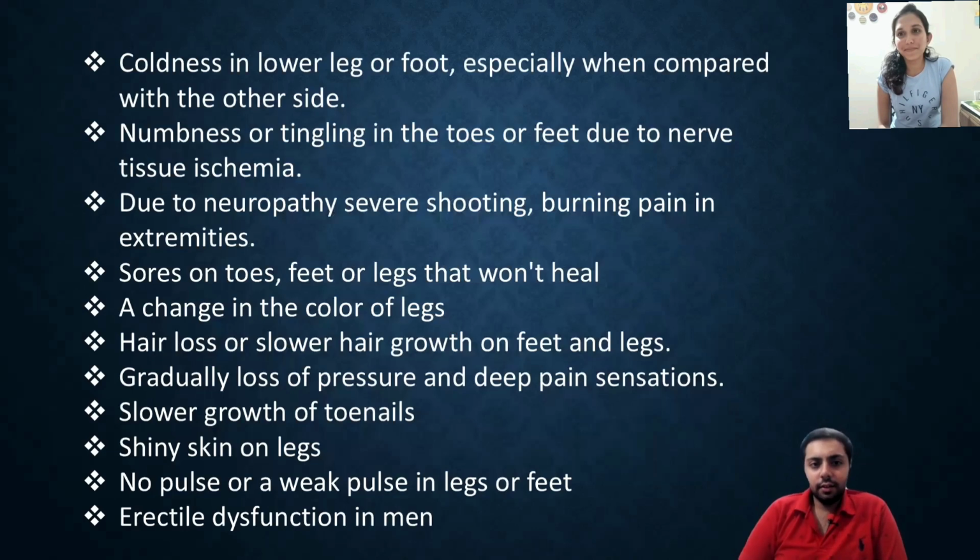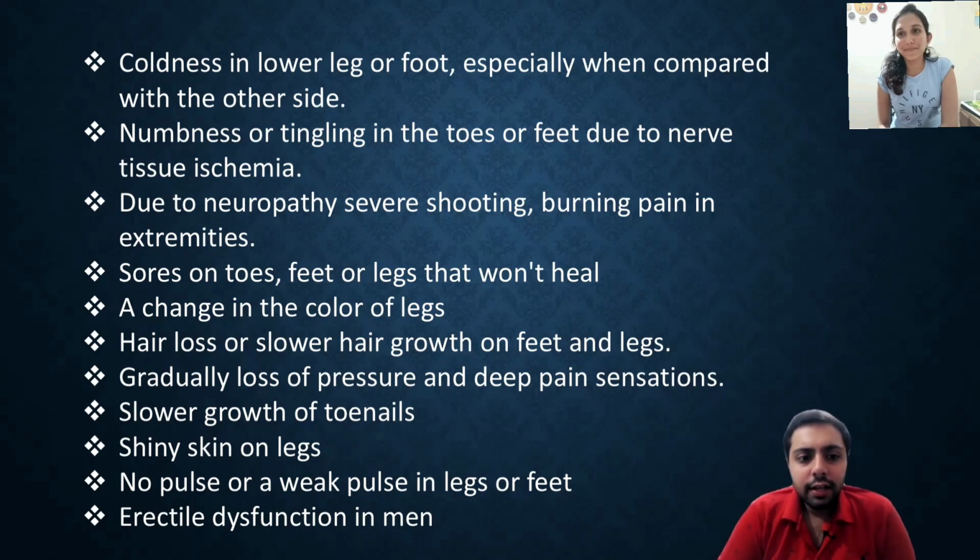These are other physical findings you can see in a patient. We have the coldness in the lower leg or foot, especially when compared to the other side. Numbness or tingling will be there, again due to nerve ischemia. Neuropathy is present, there will be shooting, burning pain, sores on the toes, feet or leg that won't heal, change in color, hair loss, slower hair growth, and loss of pressure and deep pain sensation. Again, slower growth of toenails, shiny skin, all because there's less supply to the area. Then no or very weak pulse, and erectile dysfunction will be there in males.